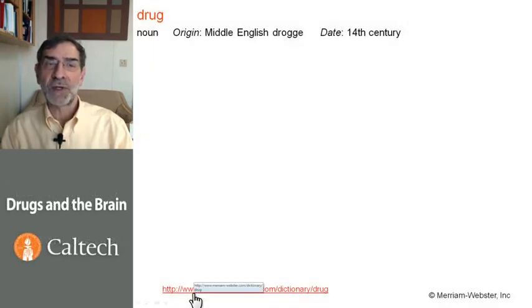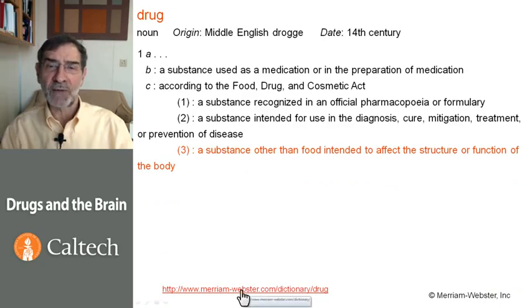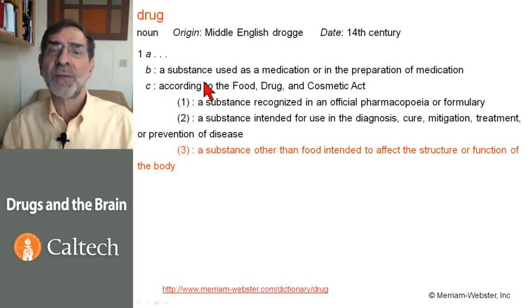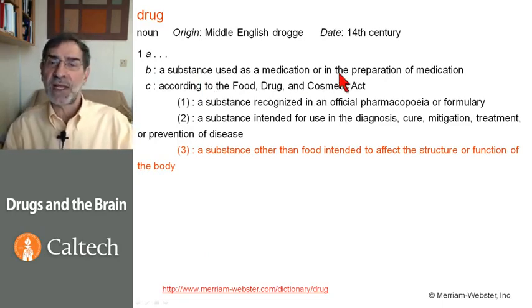First, with the definition of a drug. It originated in Middle English and was first used in the 14th century. We'll take our definitions from the online version of the Merriam-Webster dictionary, and you can go to this link yourself if you'd like. Remember, links will be on the course website, so you don't need to write them down from the videos. There are a couple of irrelevant definitions, but one very convenient definition of a drug is a substance used as a medication or in the preparation of medication.